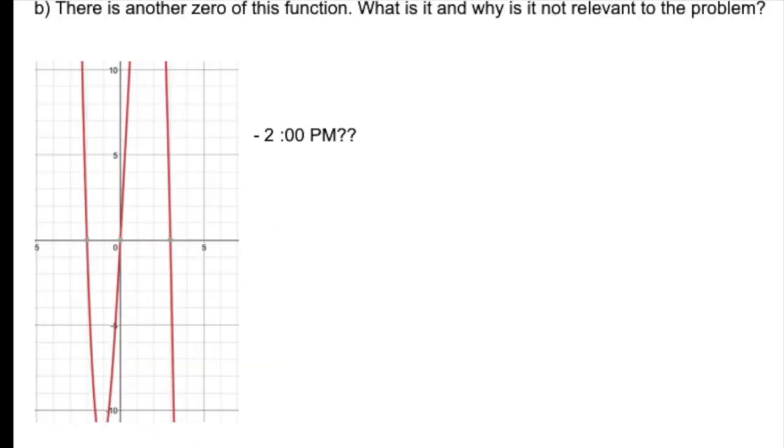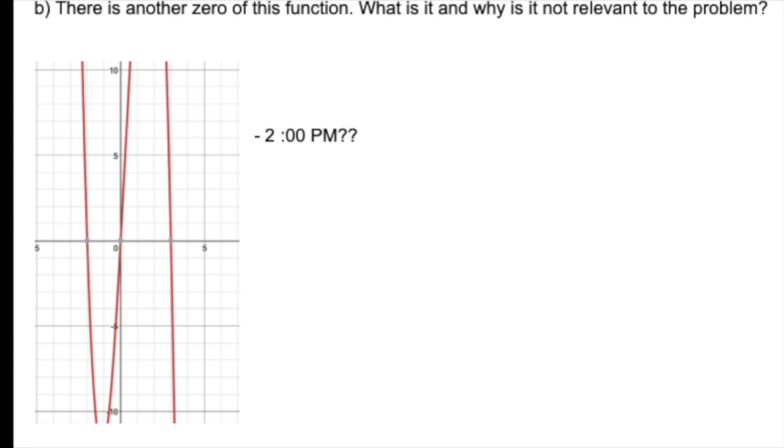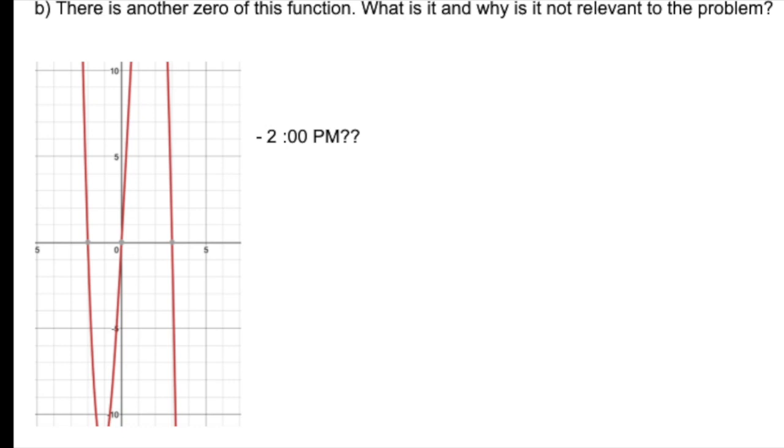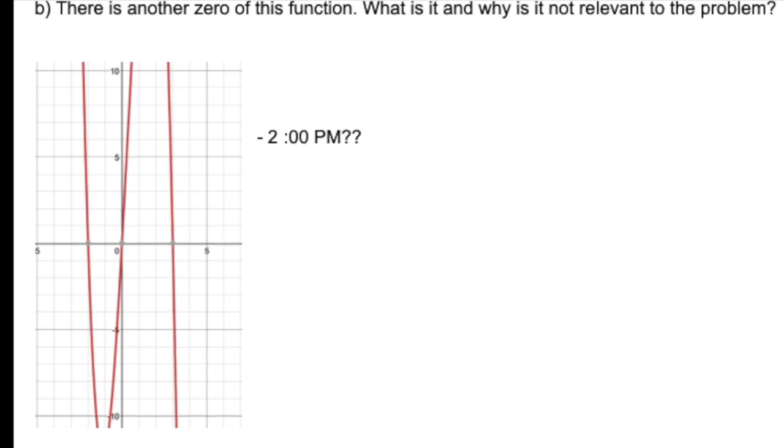This is going to lead us into our next question, saying that there's another 0 of this function. What is it and why is it not relevant to the problem? Well, as I said before, time can't be negative. For example, it can't be negative 2 o'clock p.m. So graphed on our function, we're able to tell that it's going to return back to the harbor after 3 hours, not making negative 2 relevant to this situation.